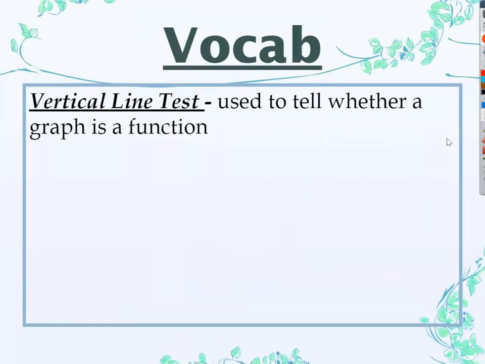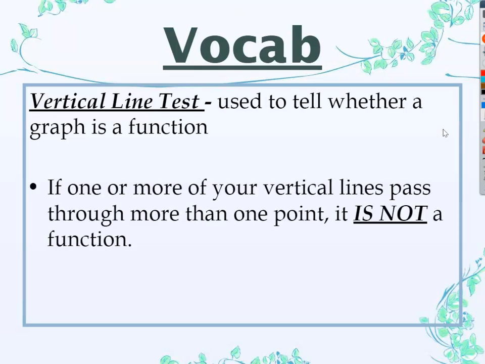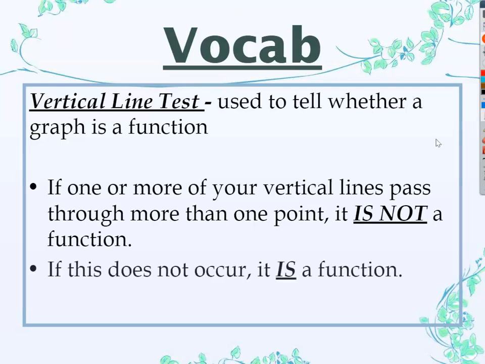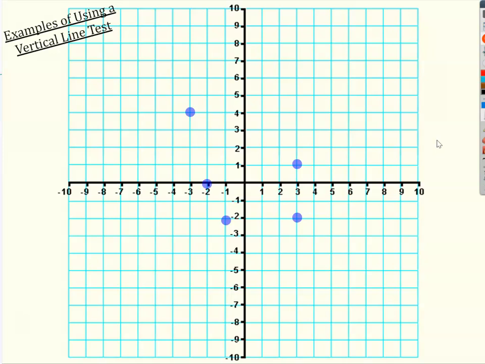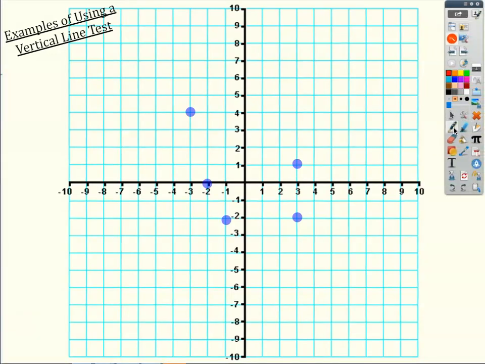All right, and the vertical line test is related to functions. It is used to tell whether a graph is a function or not. If I draw a vertical line on a graph and it passes through more than one point, it is not a function. If that's not the case, then it is a function. This is a pretty simple one. The definition is a little bit tricky, but all you do is look at your graph.